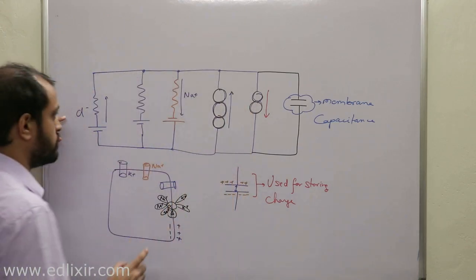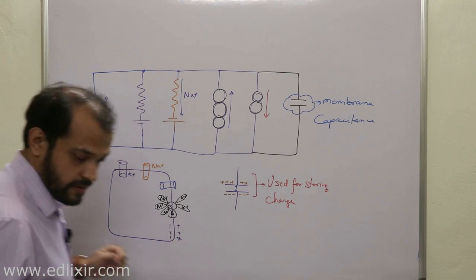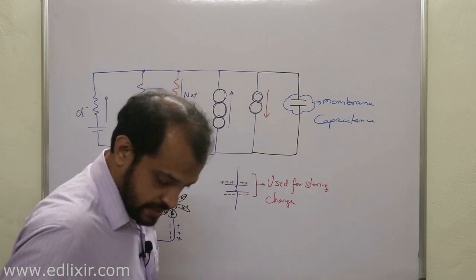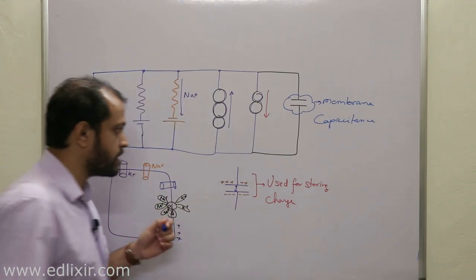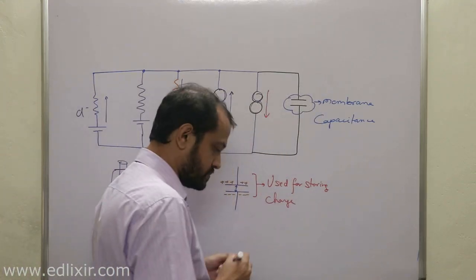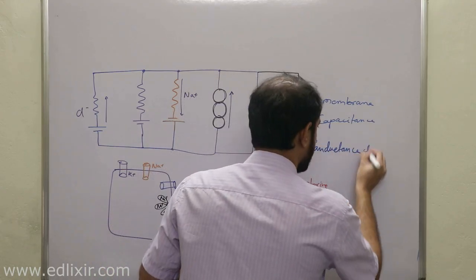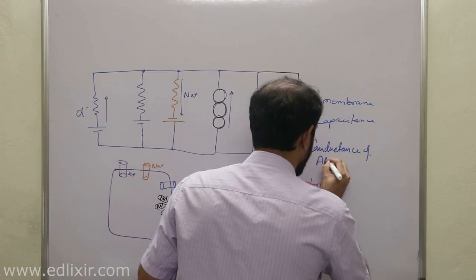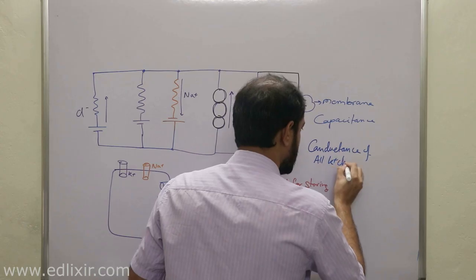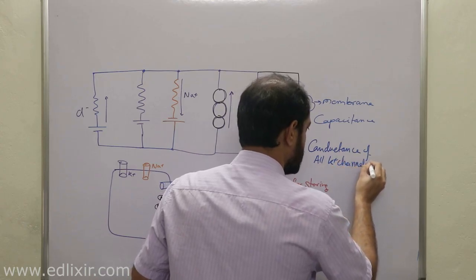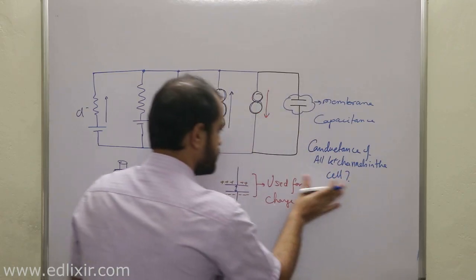And from this circuit, now listen with all your attention. There are many calculations. We are not going into details, but there is something you must know. Some calculations you must know. It is better for you. Now listen. Suppose I ask you what is the conductance of all the potassium channels in the cell, then what will be your answer?